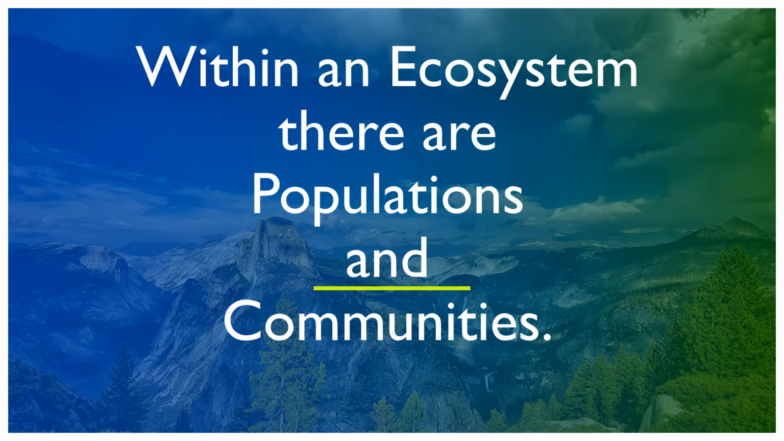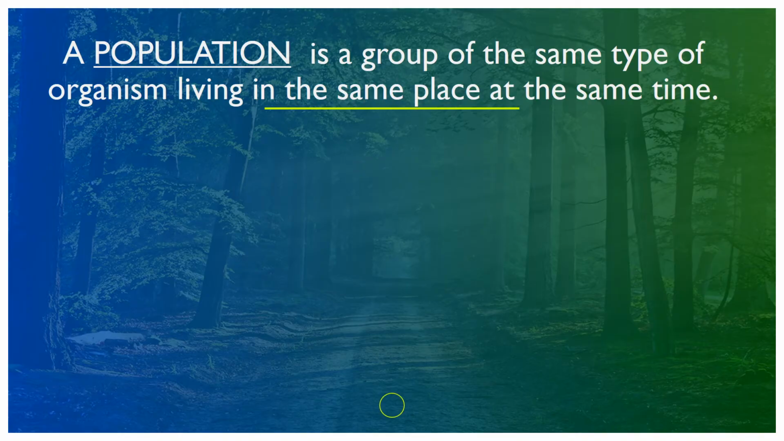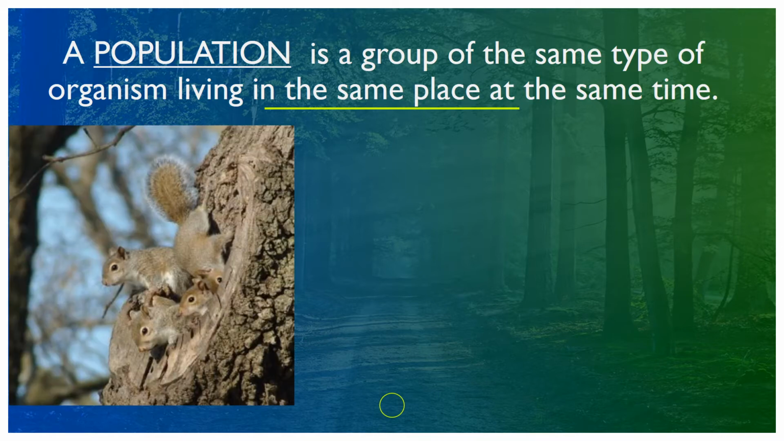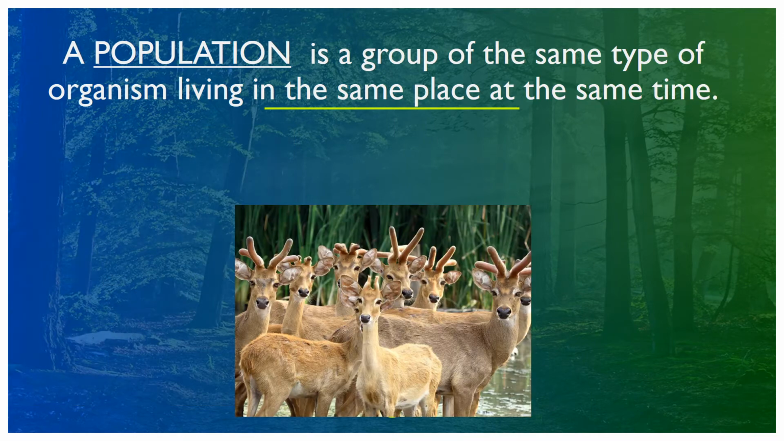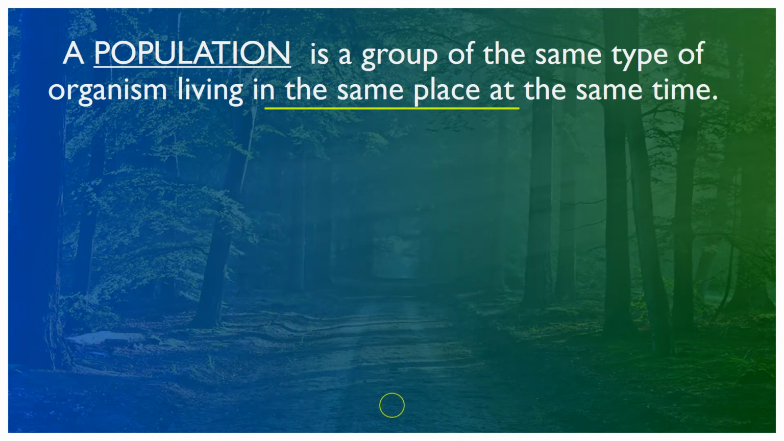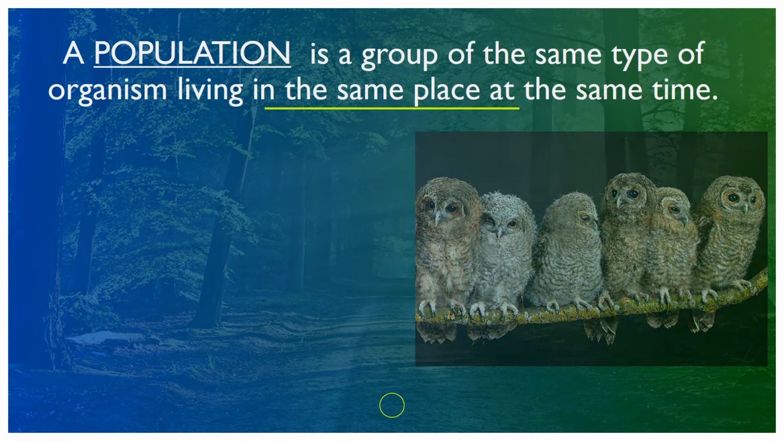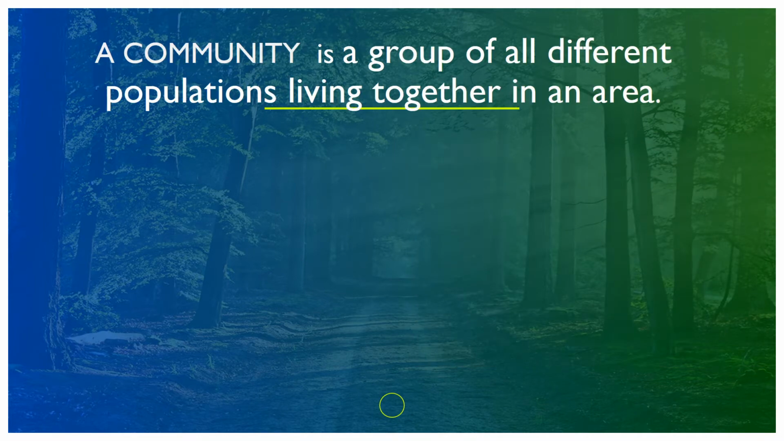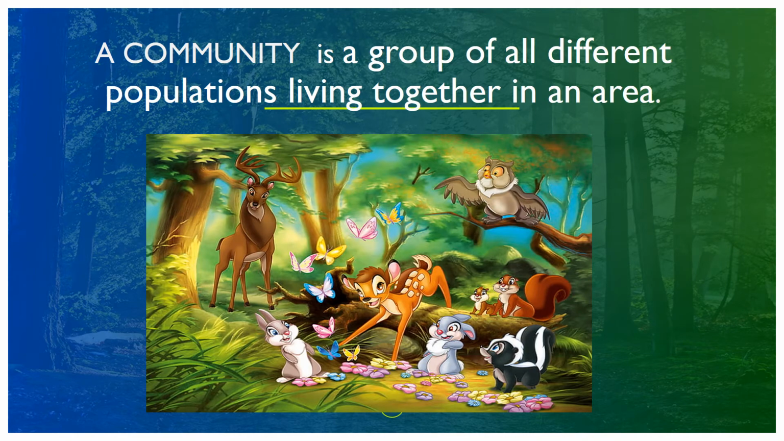Within an ecosystem, there are populations and communities. A population is a group of the same type of organism living in the same place at the same time. For example, a group of squirrels, groups of deer, even groups of owls. A community is a group of all different populations living together in an area. Sort of like this cute picture, all of these animals living together, but they each have their own population.